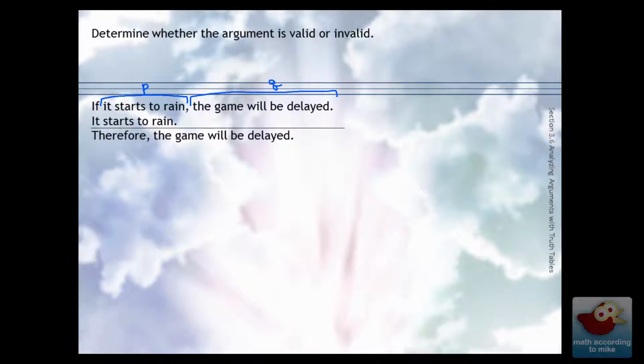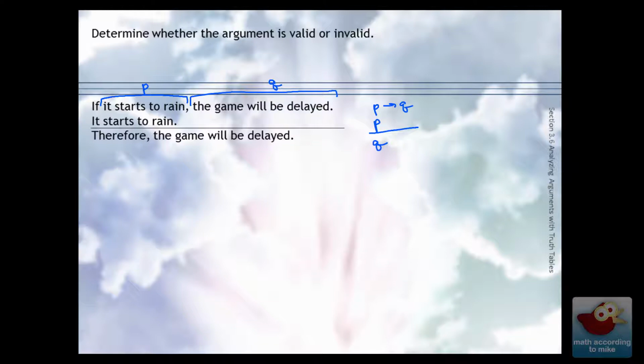then the first sentence becomes P implies Q. The second sentence is just P, it starts to rain, and the conclusion, therefore, Q, the game is delayed. This is a very classic format called Modus Ponens, and we'll see how Modus Ponens is always a certain type of form when it's all done.